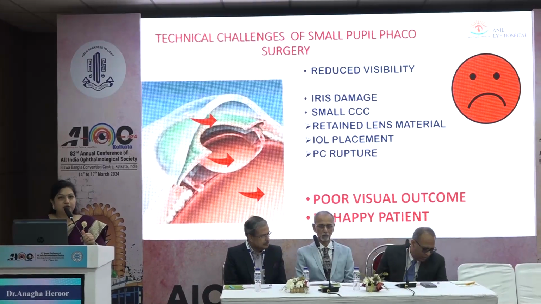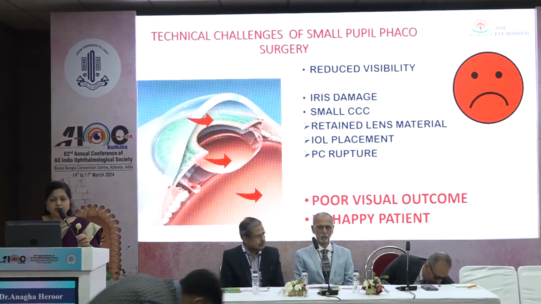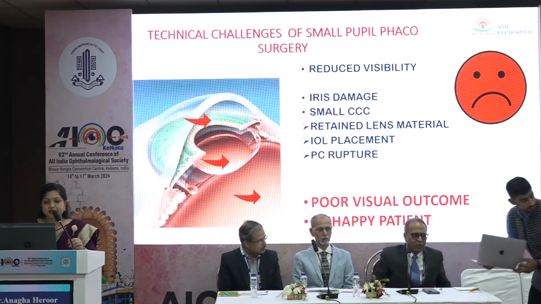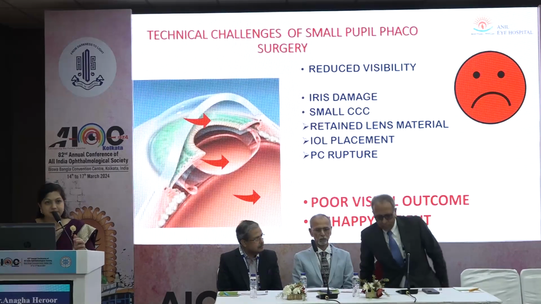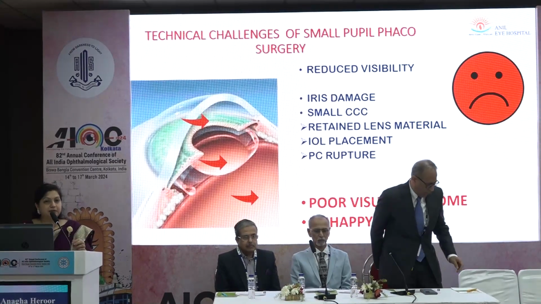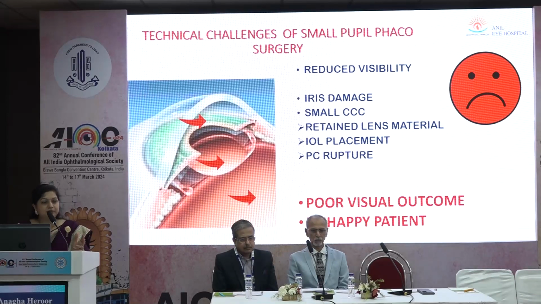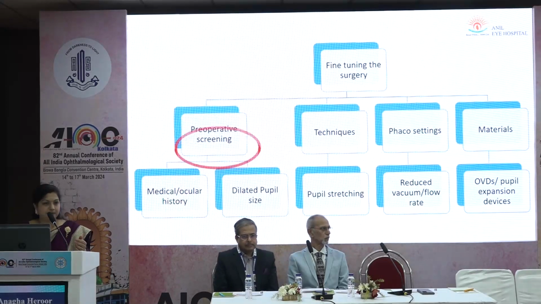You could have iris damage or a small rhexis, which can cause a further complication, retained lens material or an improper IOL placement, especially if you are planning a premium lens like a toric or multifocal. And if you have a PC rupture, it makes things even more challenging to manage. All of this can cause a poor visual outcome and an unhappy patient.